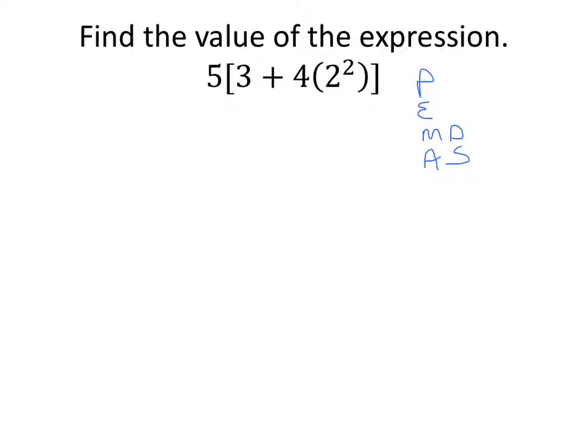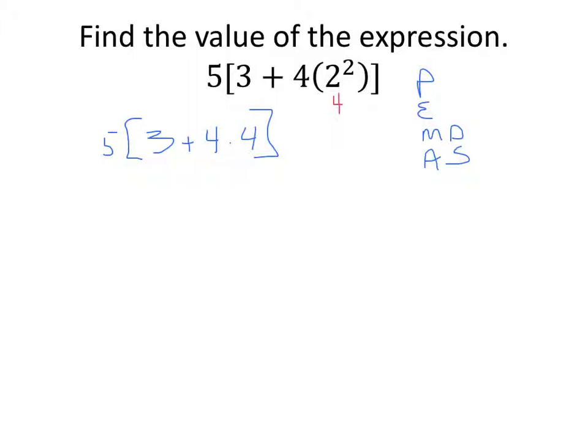So here we do have parentheses and exponents. We have multiplication and addition, all 4 of those operations. So we start with the parentheses. Now I want to point out something. There are brackets here and there are parentheses here. In this case it's okay. We're going to do the inner parentheses first. So that's 2 squared, and 2 squared is 4, 2 times 2. So we have 5 times 3 plus 4 times 4 in brackets.